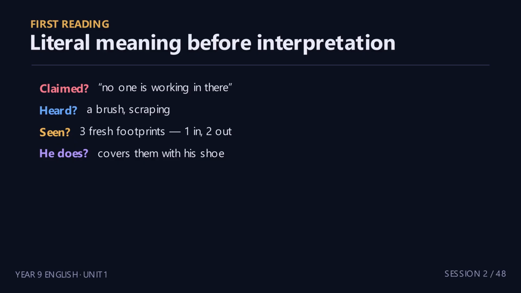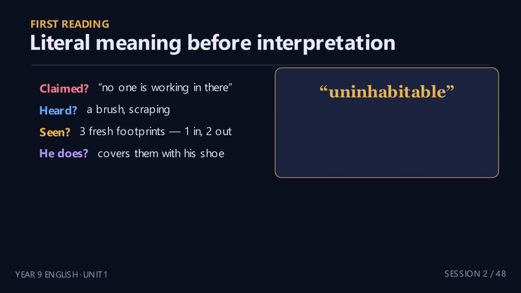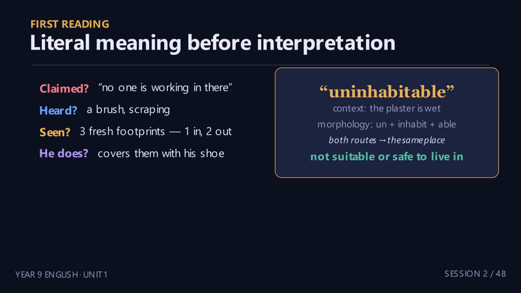Now that word, uninhabitable. Use both routes. Context first. The plaster is wet, so the room isn't fit for people yet. Now, morphology, un, plus inhabit, plus able. Not able to be inhabited. Both routes land in the same place. Uninhabitable means not suitable or safe to live in. Not invisible from the entrance, not valuable, not instantly repairable.